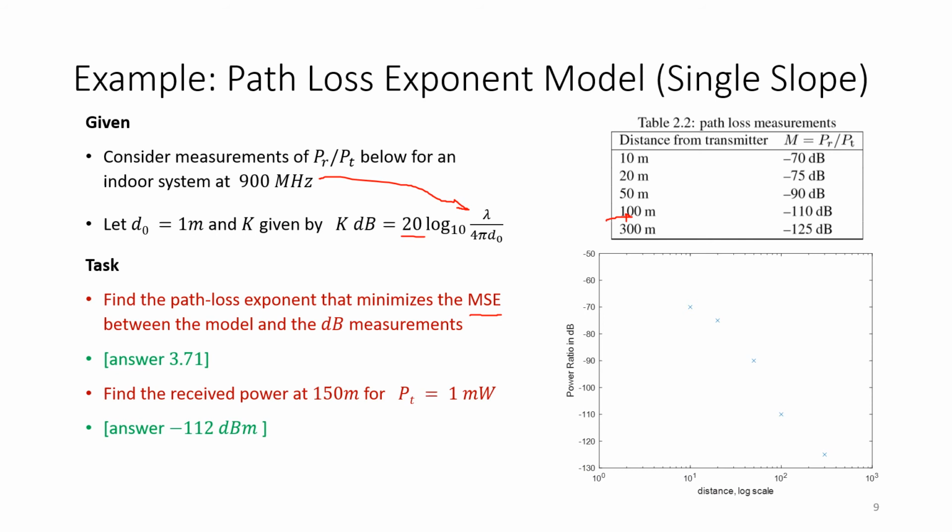So for that case, it's going to be -112 dBm. It makes sense here because it's in between these two values. If it's outside, then there might be something wrong. So let's see how we got this 3.71 and -112 dBm. That's the best line that fits the curve.